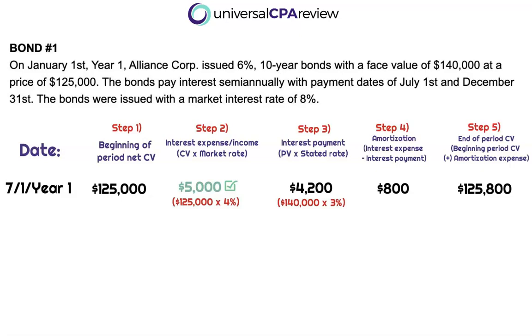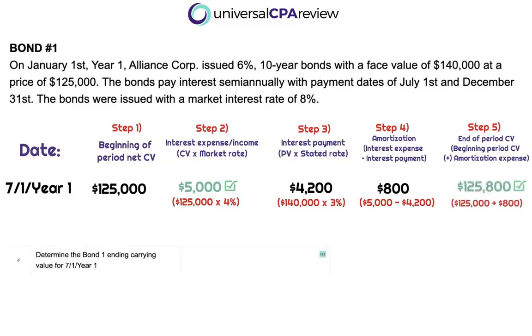Okay, so we can now determine the amortization expense for the July 1st date. We're going to take the $5,000, reduce it by the $4,200, right? Step 2 minus step 3 to give us an amortization expense of $800. We can now add step 1 to step 4 to give us our ending carrying value. So our ending carrying value as of July 1st is going to be $125,800. Okay, boom. There's our correct answer choice for July 1st.